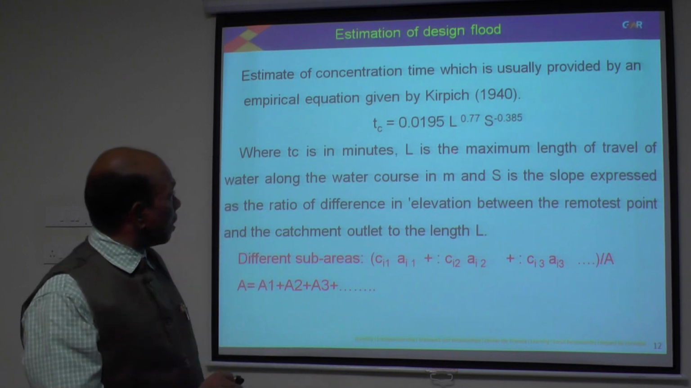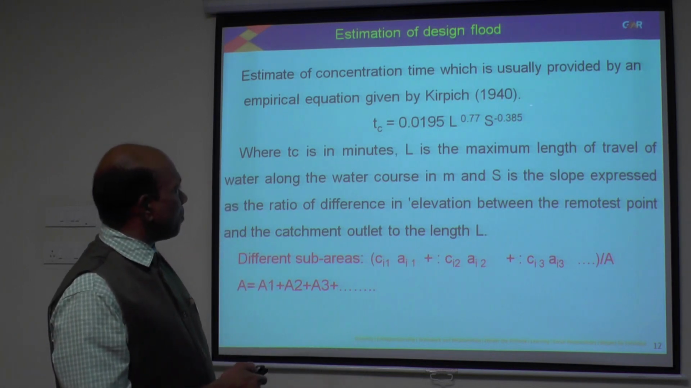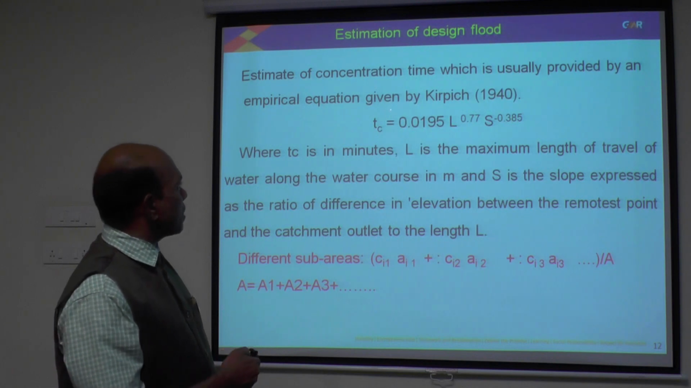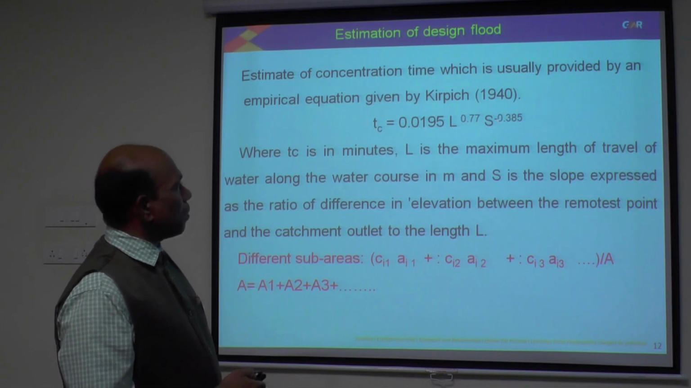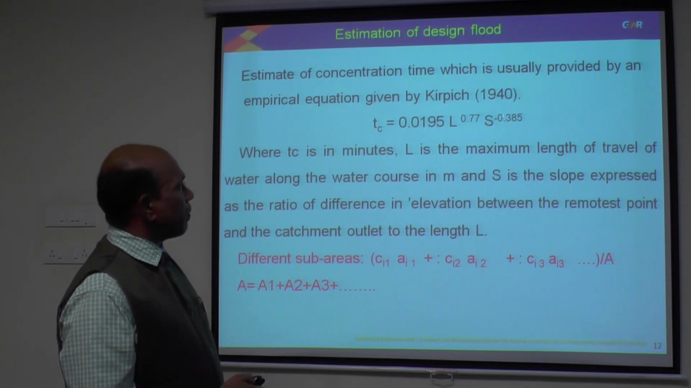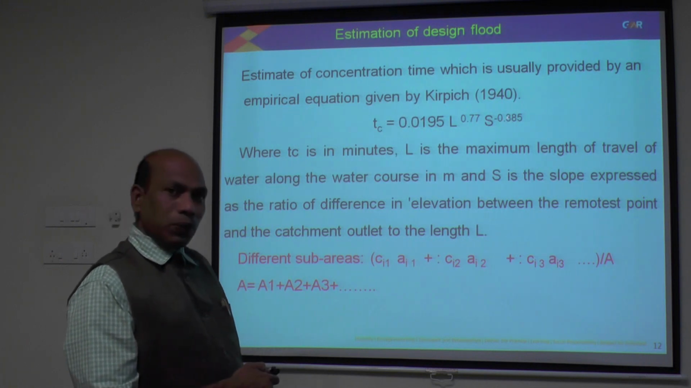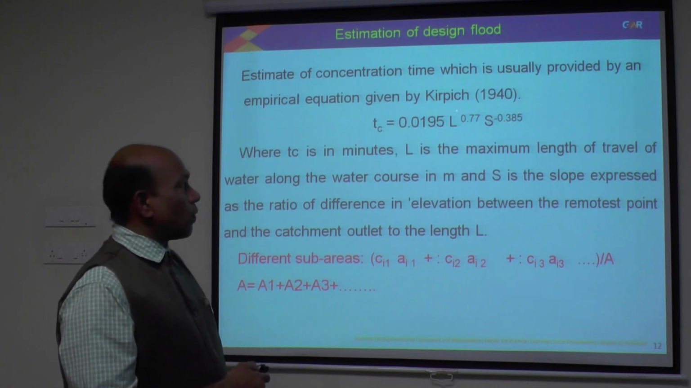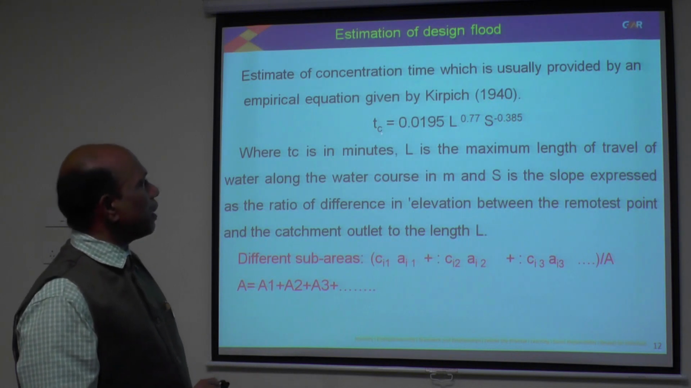For that, Kripps has given one formula for the determination of time of concentration. Tc equal to 0.0195 L power 0.77 S power minus 0.385. Here S is the slope of the catchment, whatever catchment we are going to take, and L is the length of the catchment, and Tc is the time of concentration, that is in minutes.